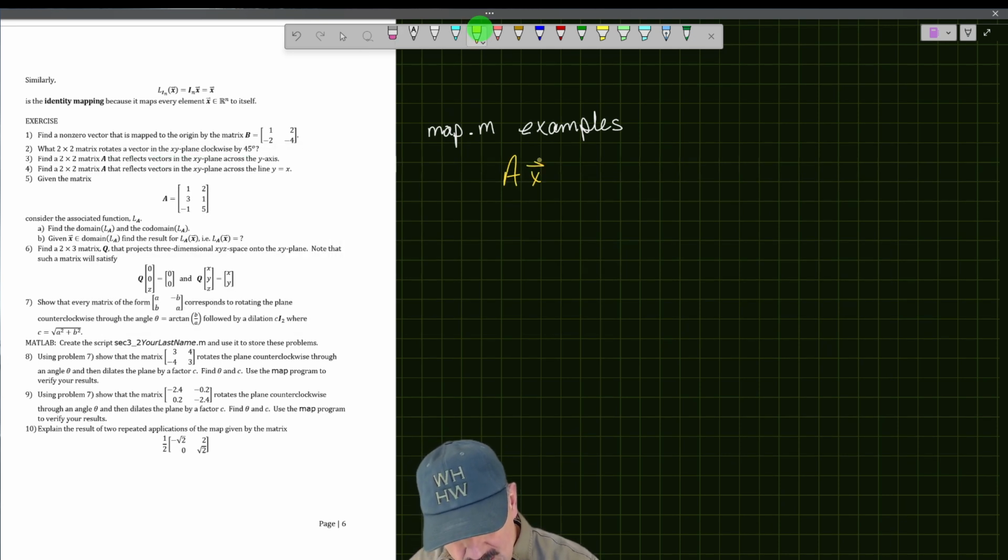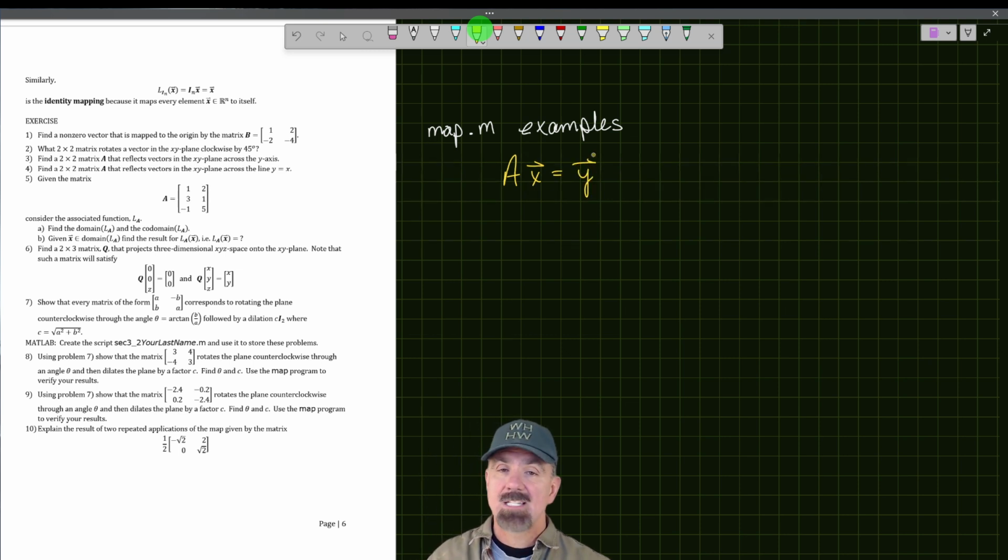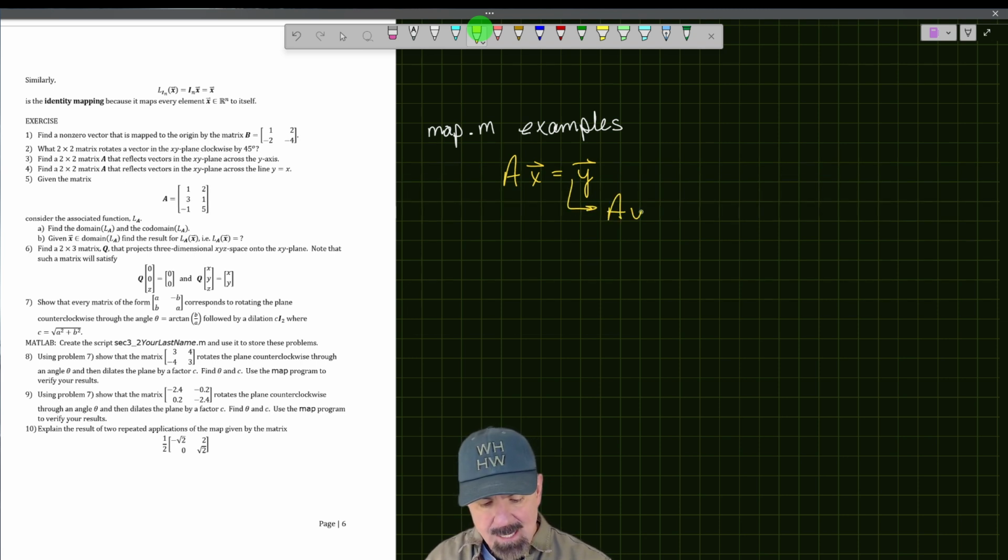We have A, we've input some vector X, and from that we have another output. In this case, A is just 2x2, so it's mapping R2 to R2. We have an output vector Y. The next time we hit map, it's going to apply A again, but this time to the previous output, and that's going to give us another output.